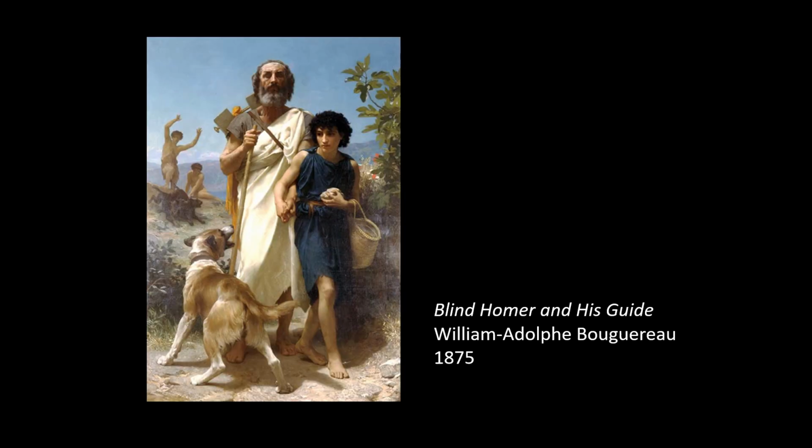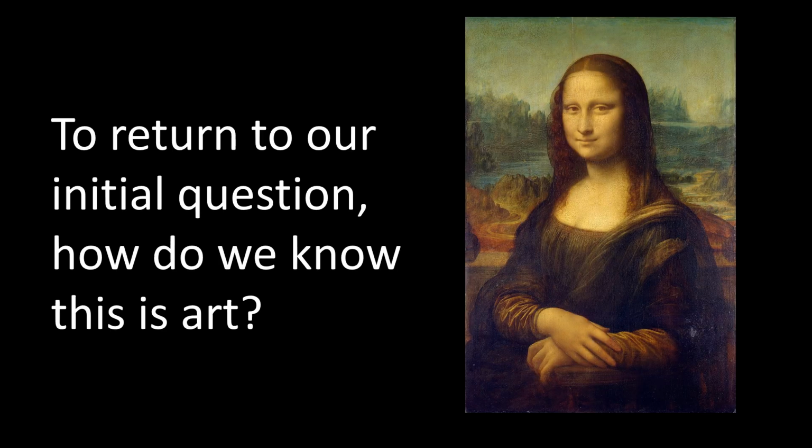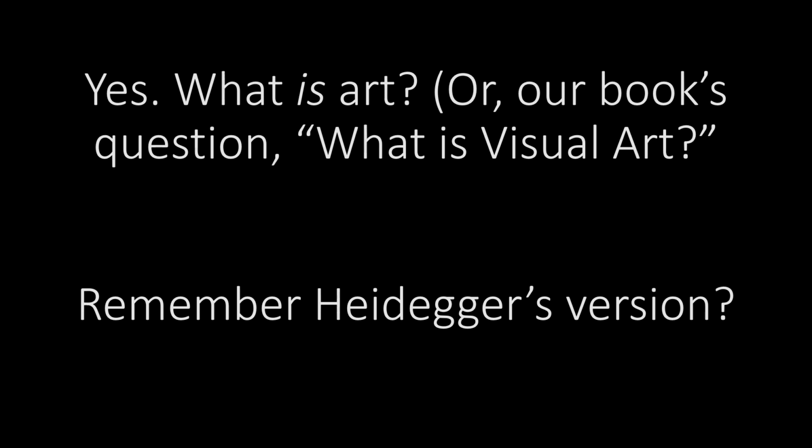Our textbook uses this painting as a kind of metaphor for the fragility of culture and the need for our cultural heritage to be brought forward through time. And to repeat my query from my welcome PowerPoint, when we look at the Mona Lisa here, how do we actually know this painting is art? One of the questions we'll ask ourselves in this course is, what is art, or our book's version, what is visual art more specifically? And remember Heidegger's version from my welcome introduction.